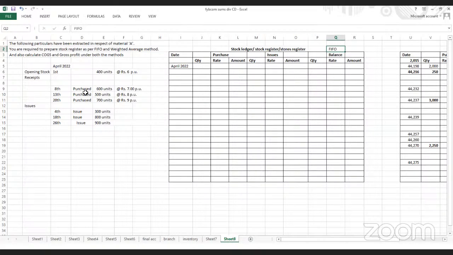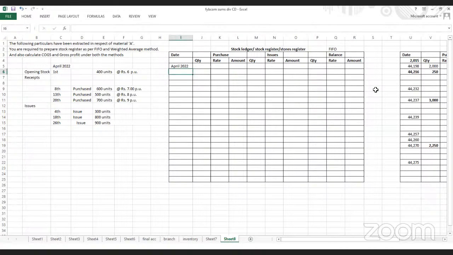Okay. So first I'll put the date. The data given to you belongs to April 2022. We are given opening stock, receipts, and issue, as you can see. But we have to arrange them in order of their dates of occurrence. So first of all, I'll begin with the opening stock.